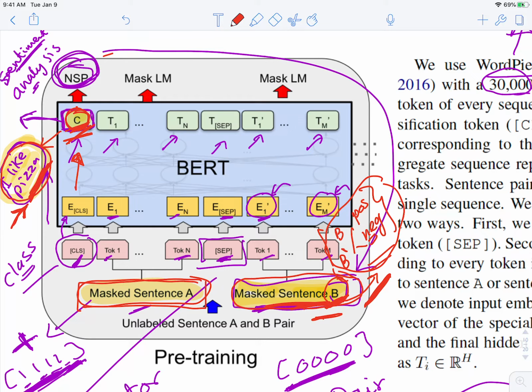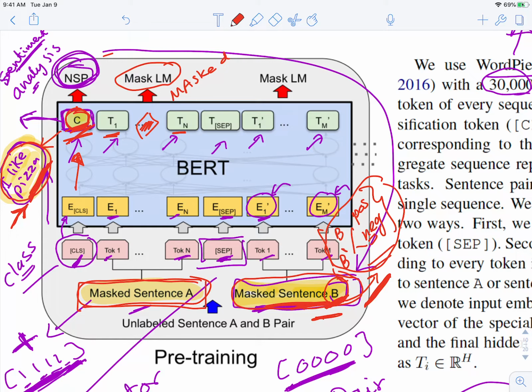Going back here, we have now learned a good representation for this artificial token. It's really a summary of the whole first sentence. And for each token in the first sentence, we have also learned a representation. Let's say that this specific token was masked. This is what we are trying to learn: we will try to predict which word was here.